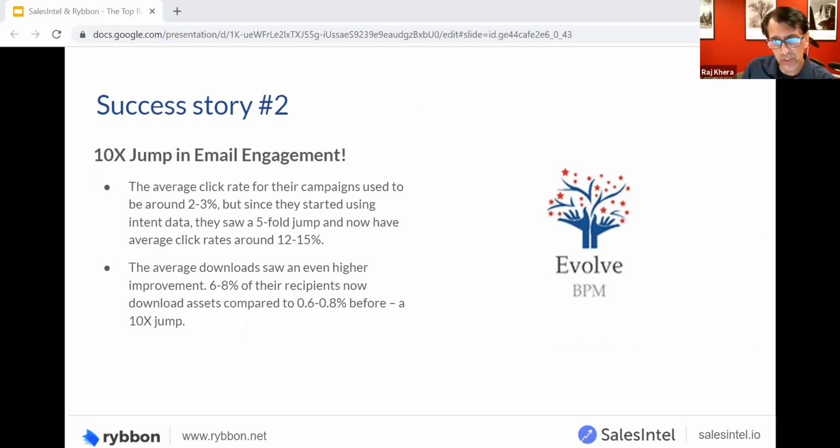The moment they switched to using data from SalesIntel, where we provide intent information about people searching for the types of things that they could help with and sending messages only to them, they went from 0.6 to 0.8% to 6 to 8%. A 10x jump in response rate. That is a massive, massive increase. When you think about how long it would have taken them to get the same number of qualified leads the normal way, it would have been much longer.